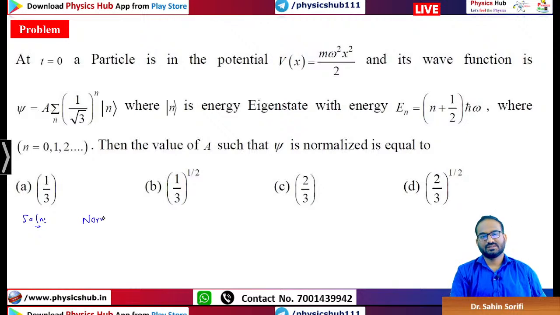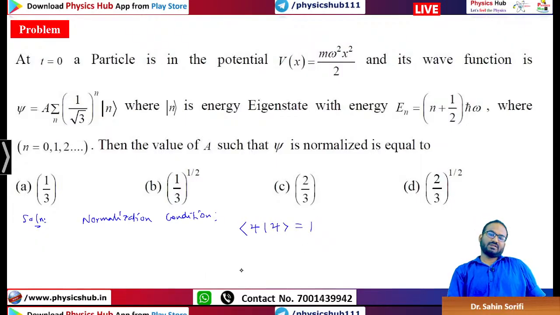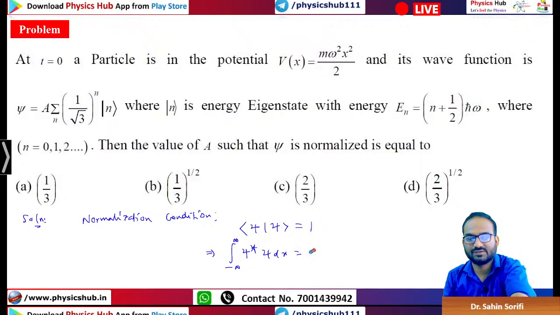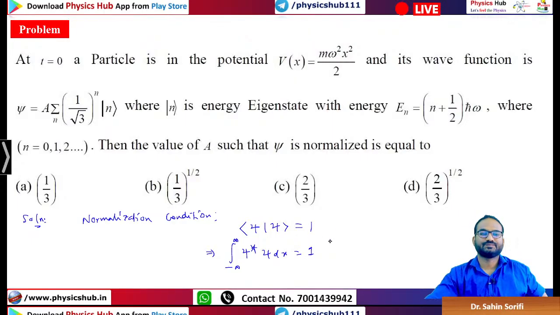Psi is normalized. So let's apply the normalization condition. The normalization condition states that mod psi equals 1. This is what the normalization condition is. In terms of integration, we can write minus infinity to plus infinity psi star psi dx equals 1. So that is equivalent to writing <psi|psi> equals 1. But here the kets are involved, so instead of using the integration formula, we'll use this first formula. Okay.